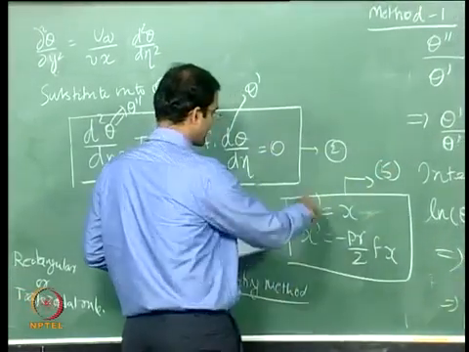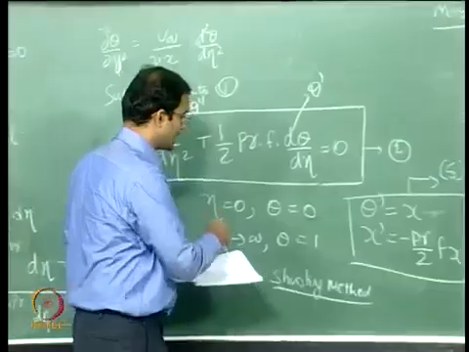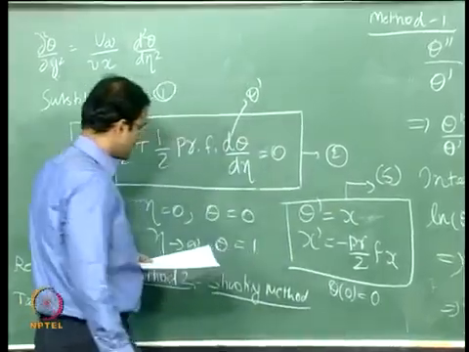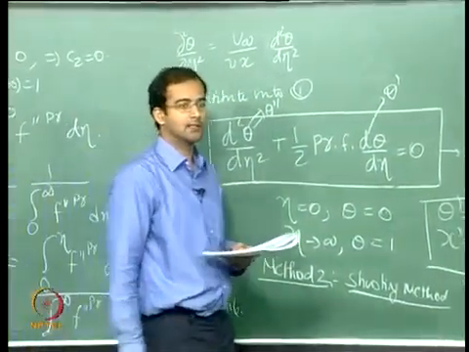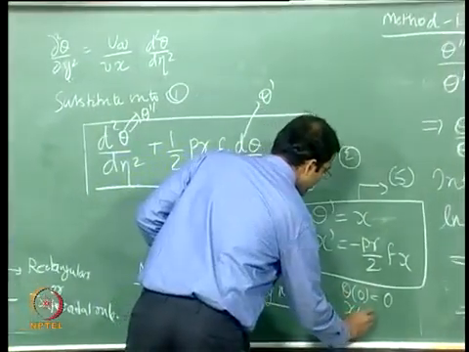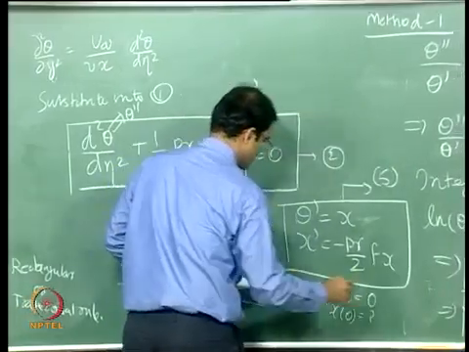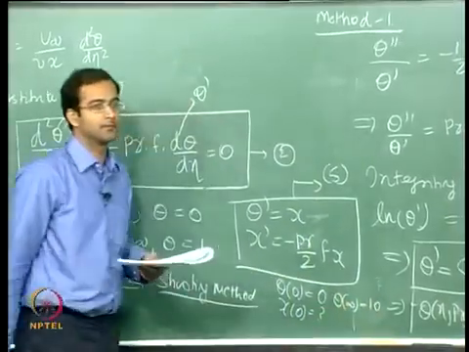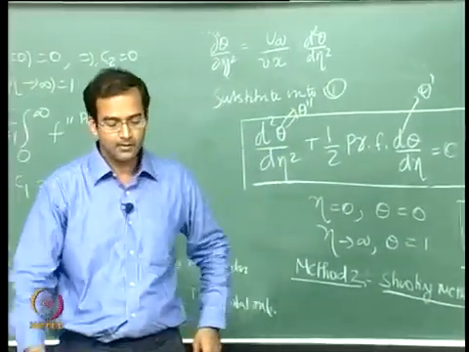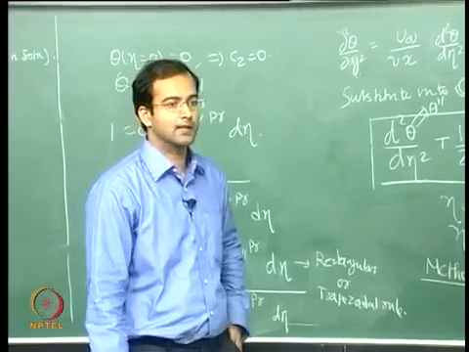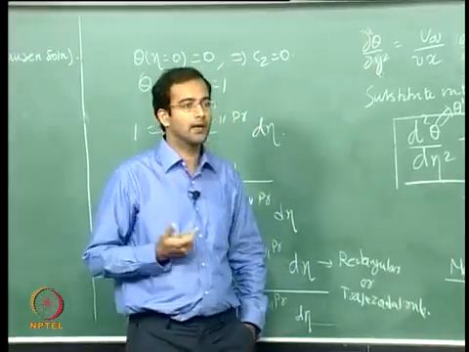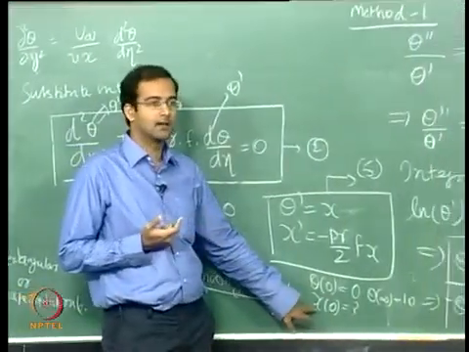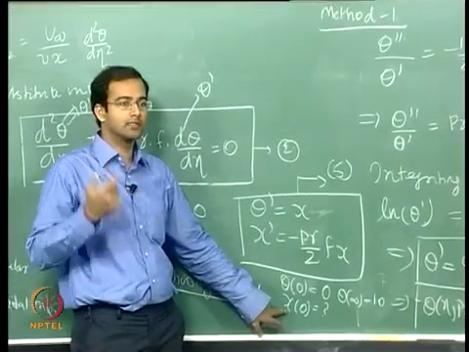You have the boundary condition for theta at eta equal to 0, so theta at 0 equal to 0, but you don't have the boundary condition for x at 0. But you know that theta going to infinity should be equal to 1. Now this is the same kind of problem that you did for the Blasius case. You didn't know the boundary condition for h at 0. The same way here you don't know it for x.